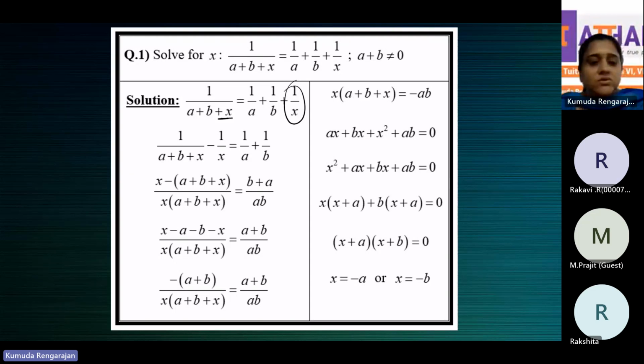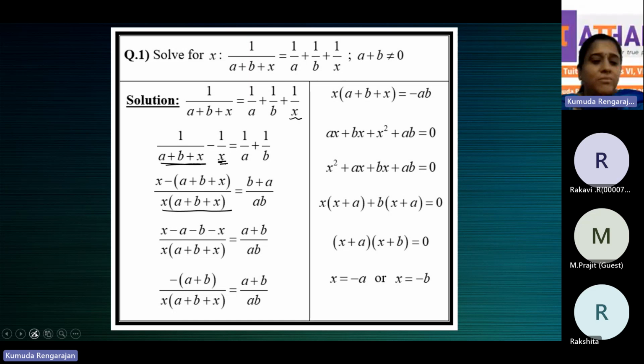So these two have x terms. These two do not have x terms. That's how we group. So the first step is to transpose this one. Then LCM. What's the LCM? The product x into a plus b plus x. That's the common denominator.